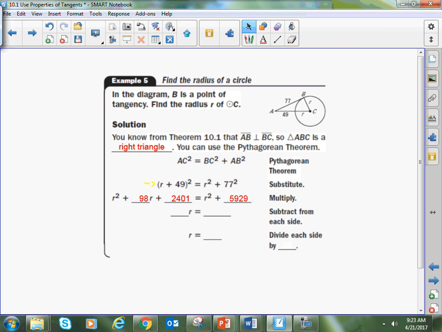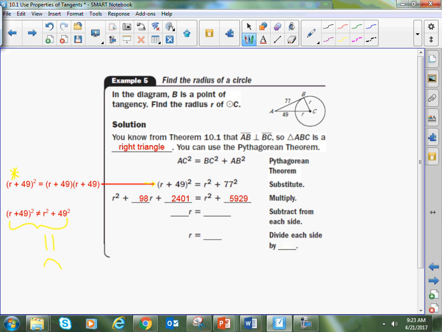Distribute here. Now, this is what I want to make sure that you're paying attention to. One of the things that I see students do a lot is they do not expand their expressions properly. This one here is the way that you need to do it. It's saying (R + 49)², so I have to say (R + 49) times (R + 49). I see a lot of students give me something that says R² + 49², and that is terrible. Please don't ever do that. Your algebra teachers will cry. So will I.